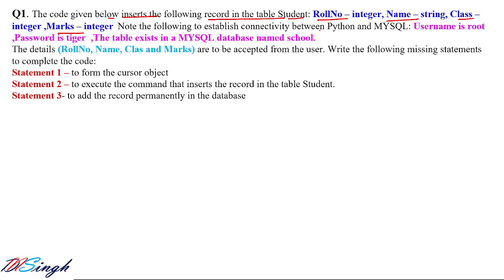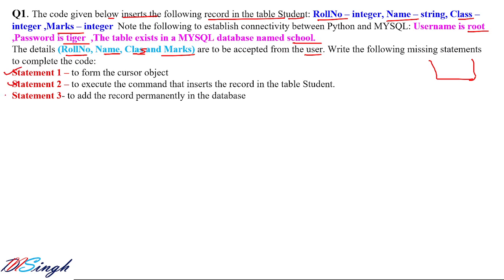Note the following to establish the connectivity. As I told you, to establish a connection, we require some parameters. So username is root, password is tiger, and the table exists in a MySQL database named school. A database is like a container where tables are stored. Now the details of the records, roll number, name, class, and marks, are to be accepted from the user. Write the following missing statements to complete the code.